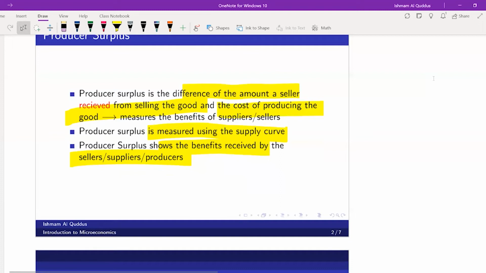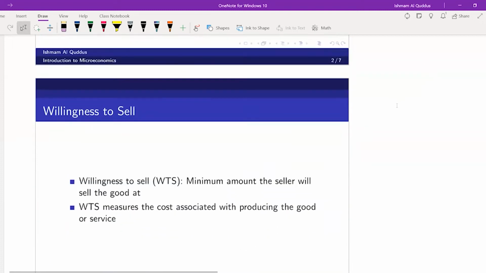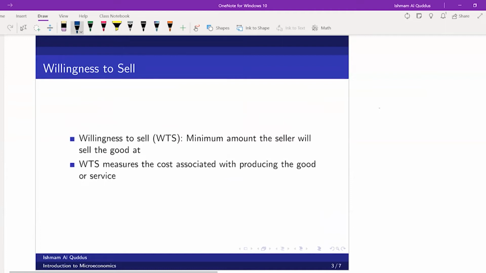Here, these are the same things. Now, willingness to sell. So the minimum amount the seller would be willing to sell the good at. And actually willingness to sell measures the cost associated with producing the good or service. So let's say your cost of producing one good is 20 taka. This was the cost. Do you think you will sell that product at anything less than 20? I don't think so, because at least you have to make sure that you earn that amount of money that would cover your cost, right?